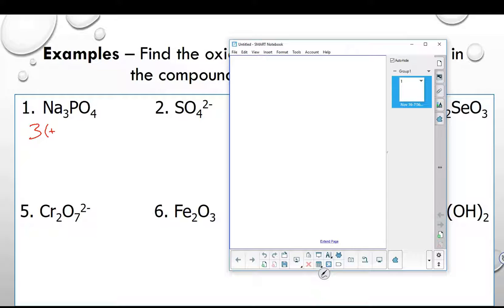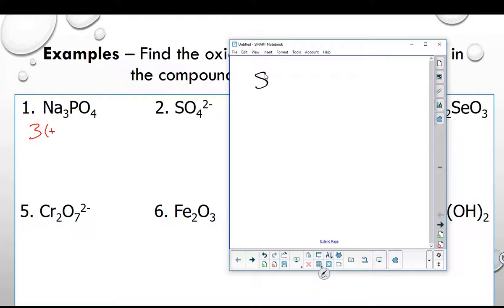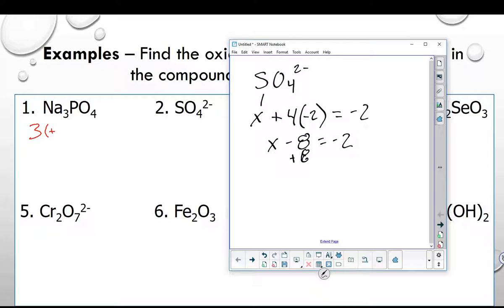So the sulfur right here that I was doing before and trying to talk you through. Okay, sulfur we don't know. Plus 4 times oxygen is -2. It has to equal the charge that's given. Okay, so then I have x minus 8 equals -2. Add 8 to each side. I know you're trying to do it fast. And x equals +6. So the sulfur is a +6. The oxygen is -2. Those are their charges.